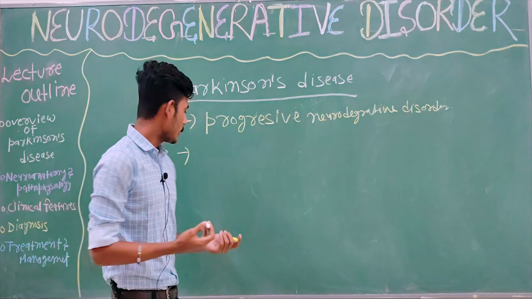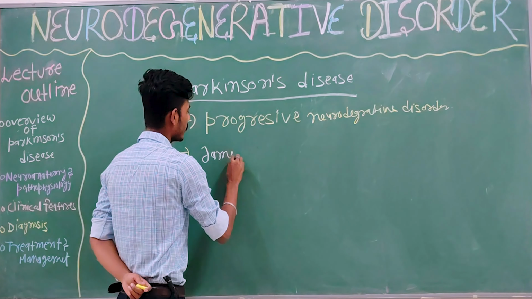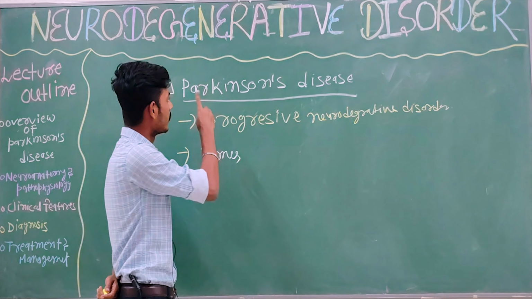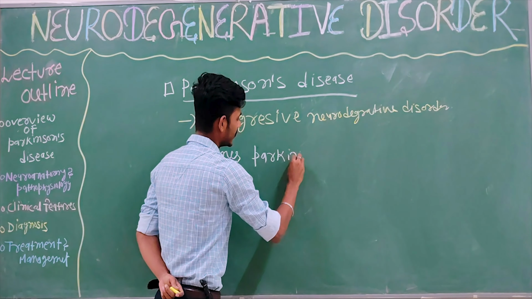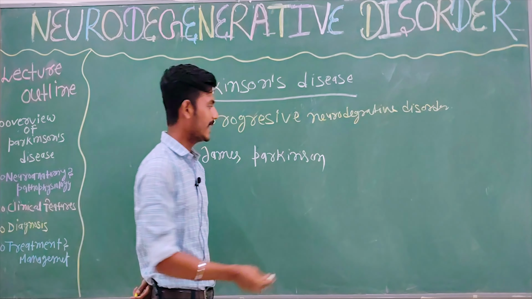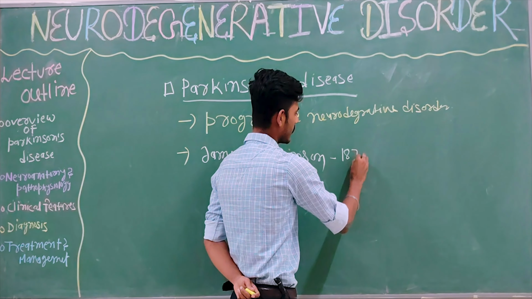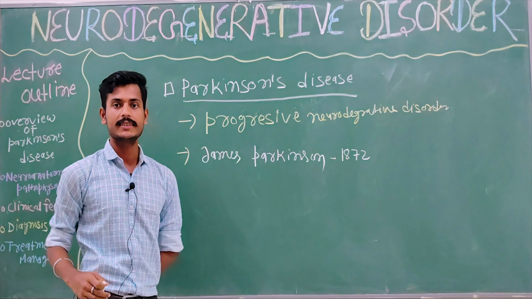Now, why is it called Parkinson's disease? Just because there was a neurobiologist named James Parkinson. He discovered this disease in 1872. That's why this disease is named Parkinson's disease.